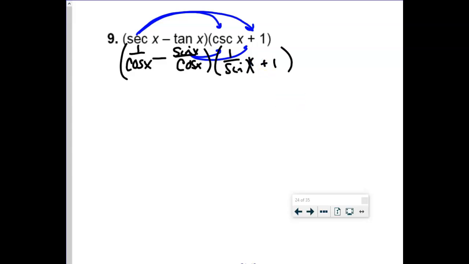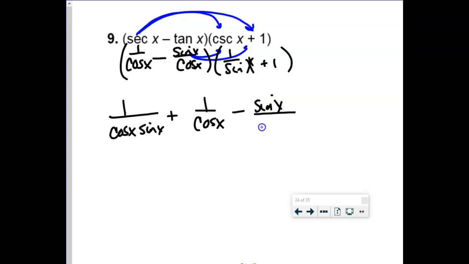All right, so now when I multiply this together, we're running a little tight on time, so I'm just going to throw this together for you. 1 over cosine times 1 over sine is 1 over cosine sine. And then we got a plus 1 over cosine. And then this negative distributed in is going to end up being minus sine over cosine sine. Don't cancel, I'll show you why in a minute. And then here, you got minus sine over cosine.